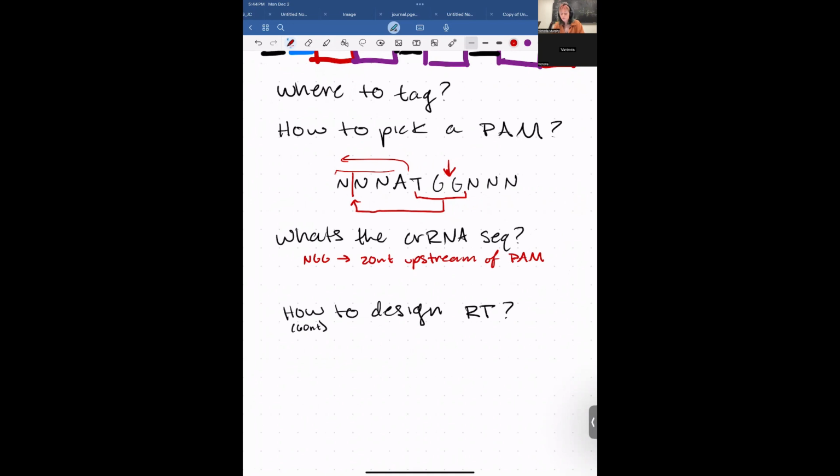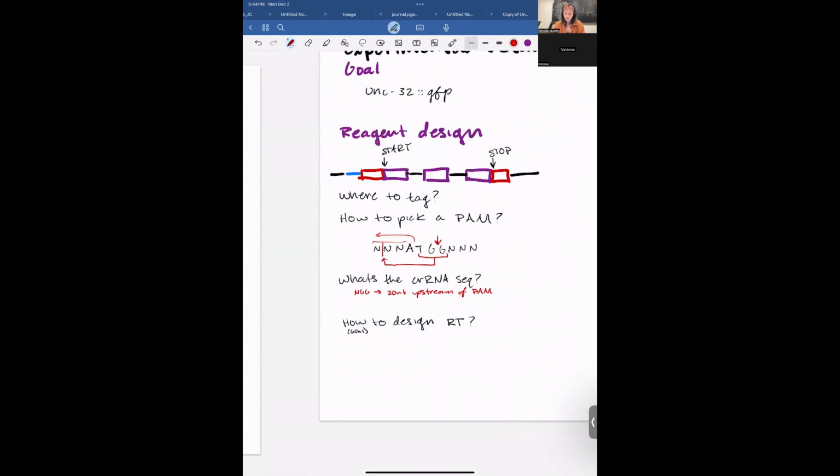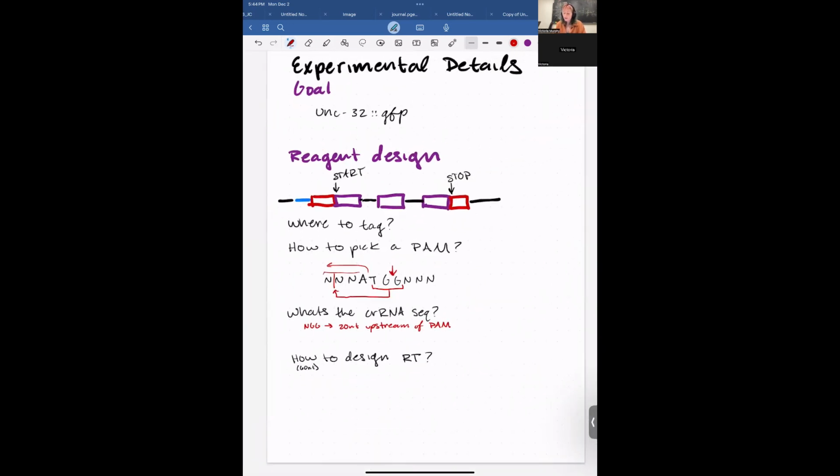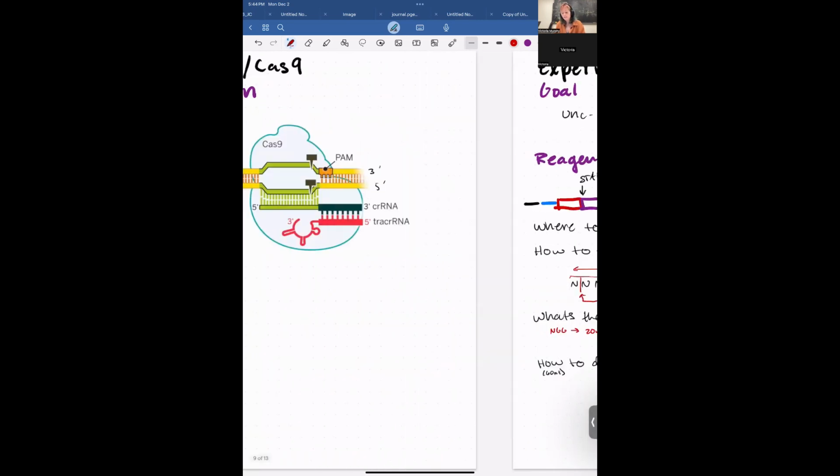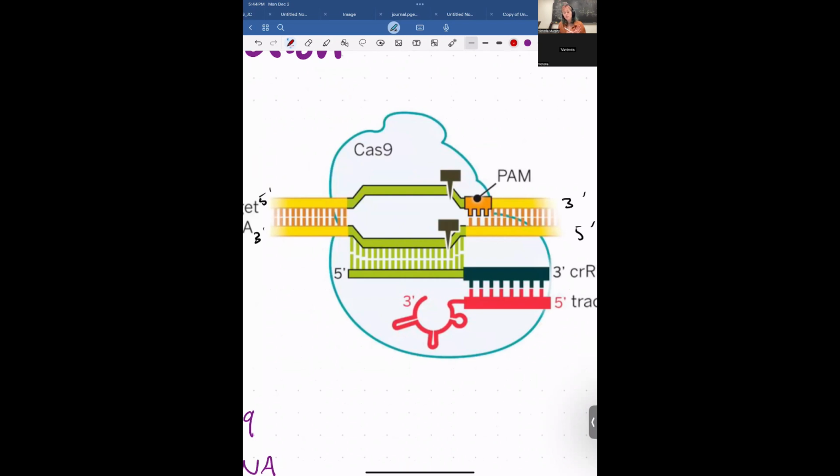I'm just going to show the CRISPR diagram again, because it can be confusing why the CRISPR RNA sequence is the exact same as the 20 nucleotides upstream of the PAM. So if this is your PAM here, the 20 nucleotides upstream of the PAM, this would be the sequence. Now we know the CRISPR RNA is complementary to the opposite strand of the PAM.